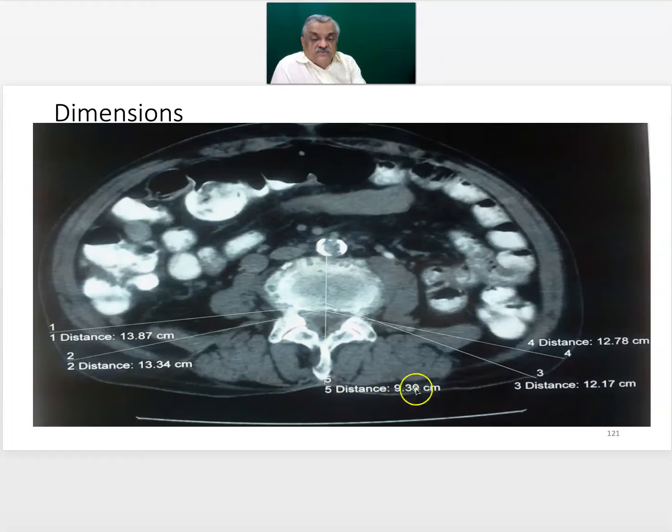Then what we have done here is we have drawn lines on the left like this, which will be gently going through the peritoneal wall or the peritoneum, posterior aspect of the peritoneum, parietal peritoneum, and this is 13.3 and this is 13.8. But if we stay inside 13, then we are very safe.